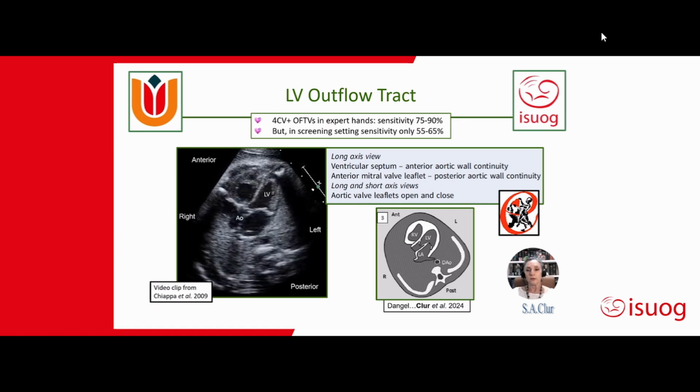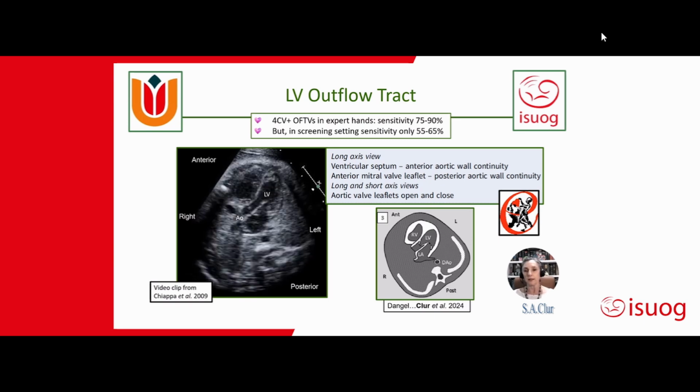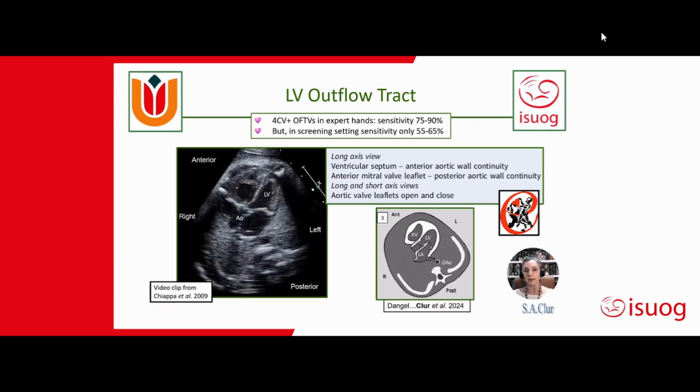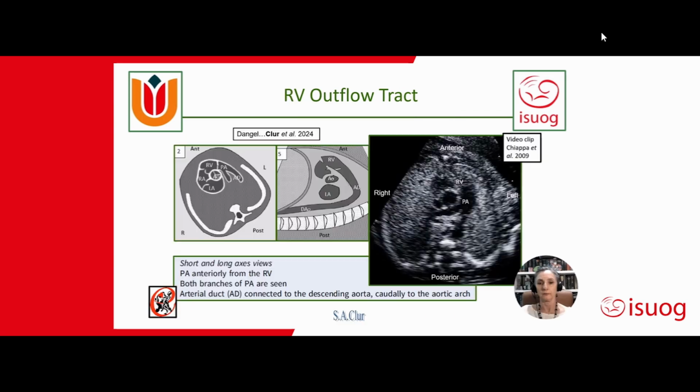The usage of the four-chamber view and the outflow tract views in expert hands has been recorded to have a sensitivity for the detection of cardiac defects between 75 and 90%. When used in the screening setting, however, the sensitivity is only around 60% if only these two views are used.